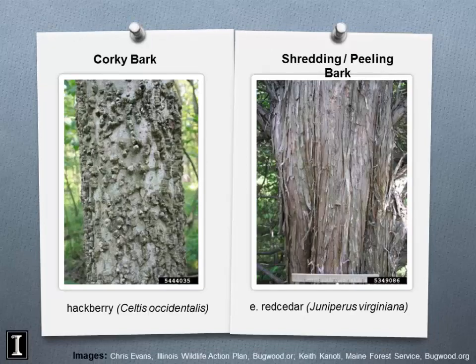Oh, I'm sorry. So the shredding, peeling bark on the right, eastern red cedar, is a classic example of what we classify as shredding or peeling bark. Different authors are going to refer to it differently in whichever book they author, okay?